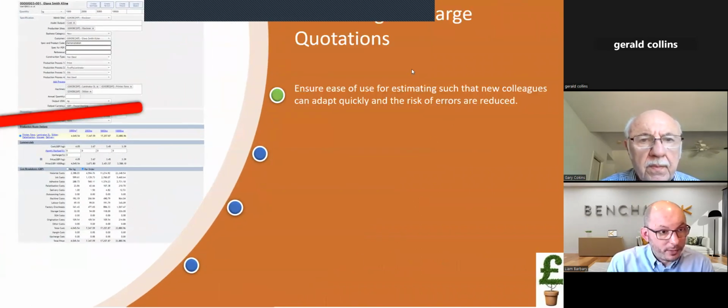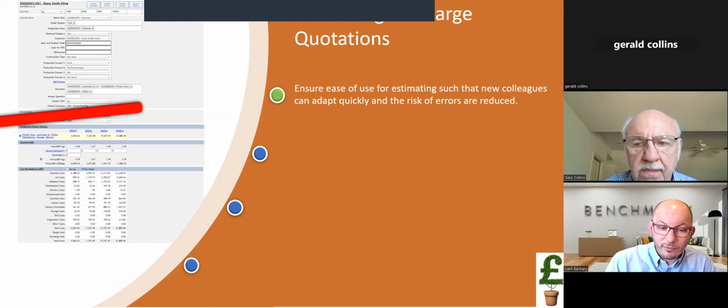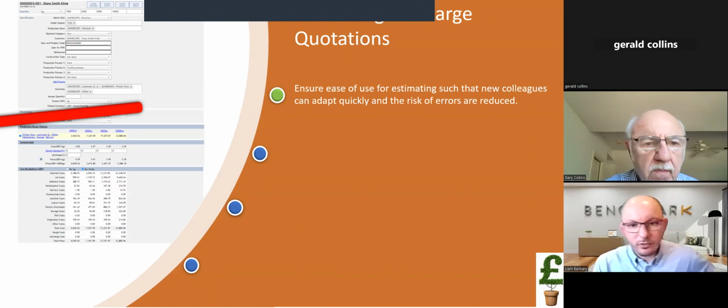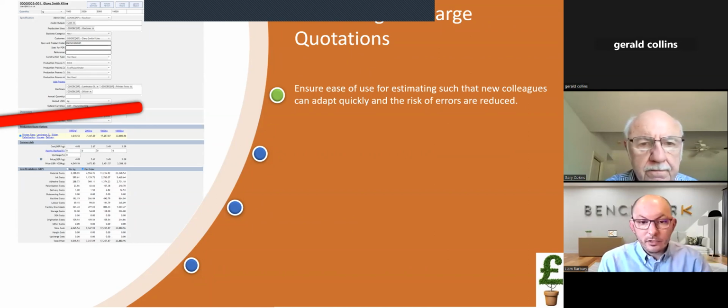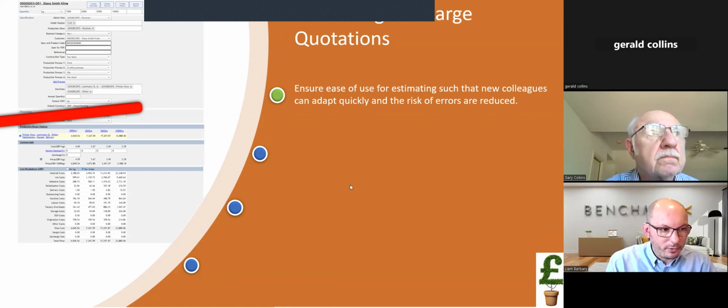Then you talk about large tenders. We talked about this a little bit already. Make sure your system has an ease of use for estimating, such that new colleagues can adapt to it quickly and the risk of errors can be reduced. Again, it's something that we see a lot. The guy that built the spreadsheet, who's now left the business, he was perfect at it. But now the new guy comes in, and I don't know if you've ever picked up somebody else's spreadsheet before, and it's a large complex one. It's just difficult to use. So make sure before people leave the business, things are very, very well documented. Even better, try and use a software package where you can, because you know that software company will always be there to help guide and support.